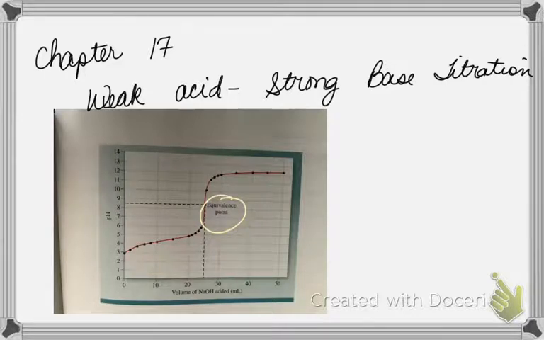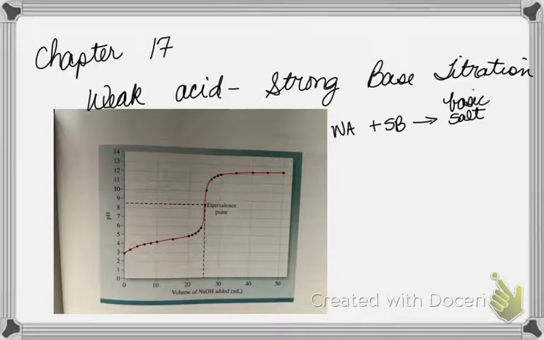It's above 7. Because if you'll remember when we were talking about the pHs of salt solutions, if you take a weak acid plus a strong base, the salt that it makes is going to be a basic salt. In the previous titration, we did a strong acid, strong base. Those make a neutral salt, but this one makes a basic salt.